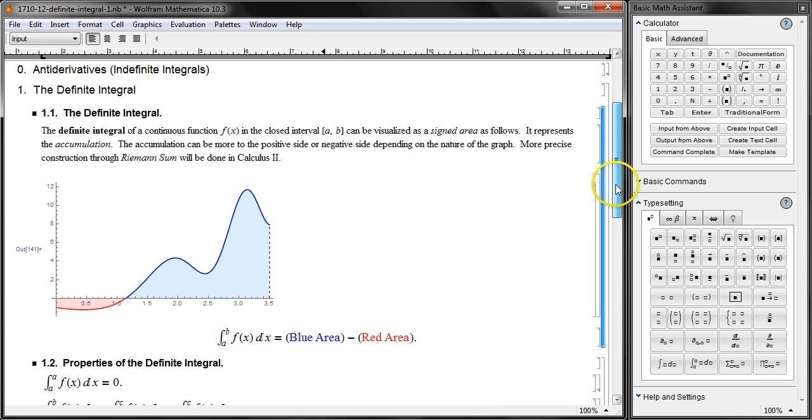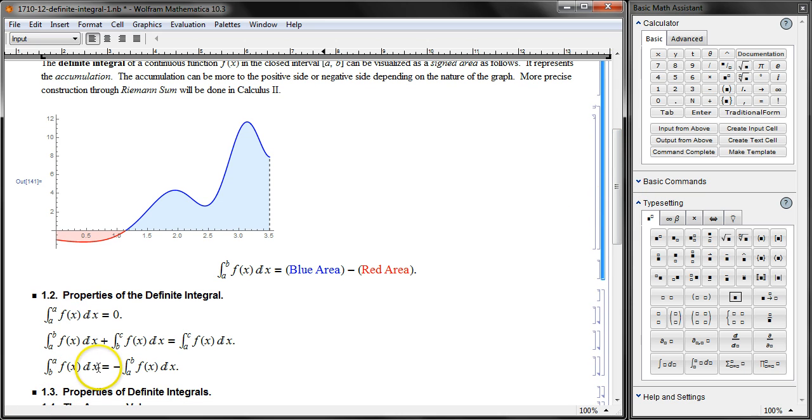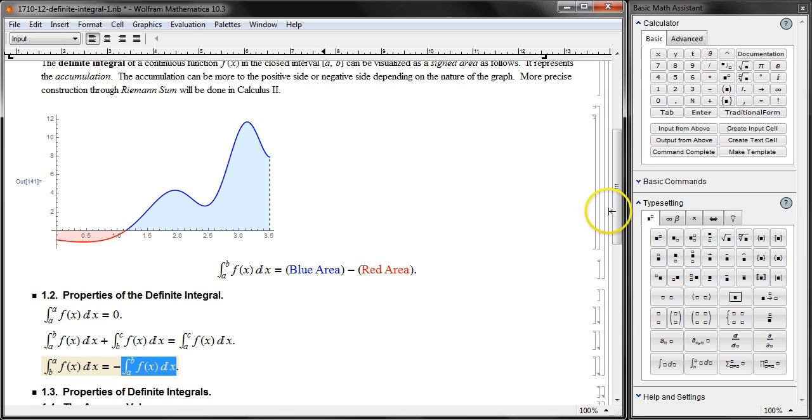Now, look at this. From b to a, that's going backward, versus a to b. And that's why we have a negative. This one is going backward, going to the left. A to b, that's going to the right. So we need this minus sign. That's one way to understand this phenomenon.